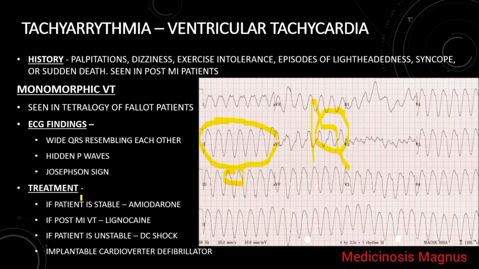For the treatment, if the patient is stable, we try to give medical management like the antiarrhythmic amiodarone. And if it's a post-MI ventricular tachycardia, lignocaine is preferred. If the patient is unstable, give a DC shock, and we can also use an implantable cardioverter defibrillator, as these cases are very serious.